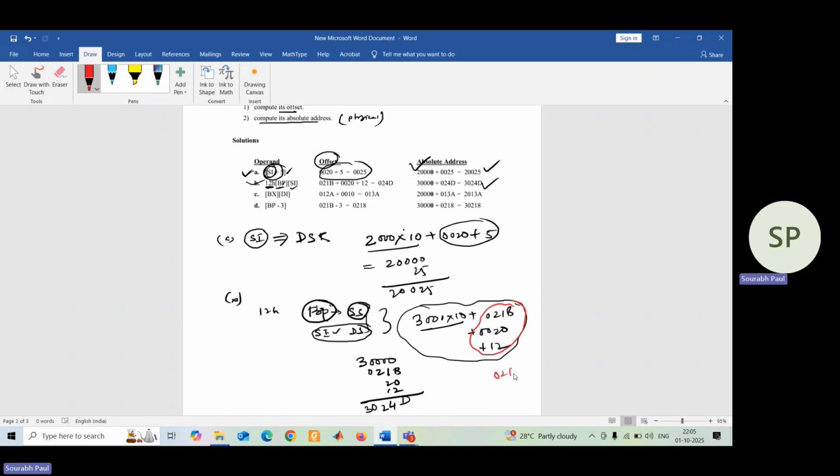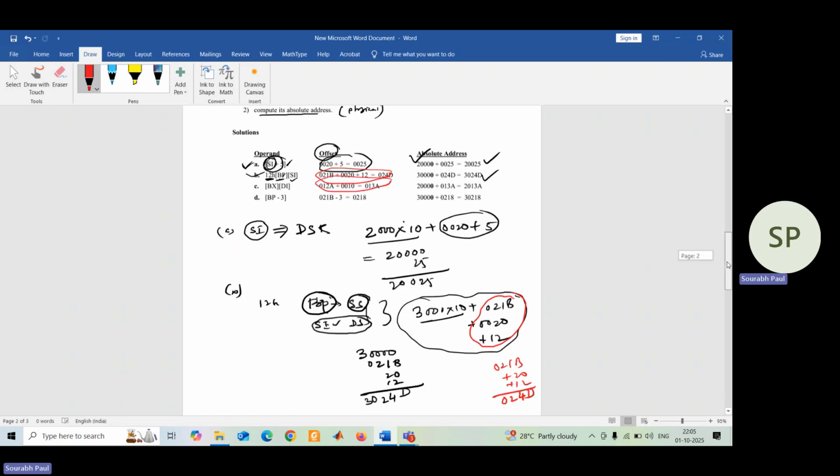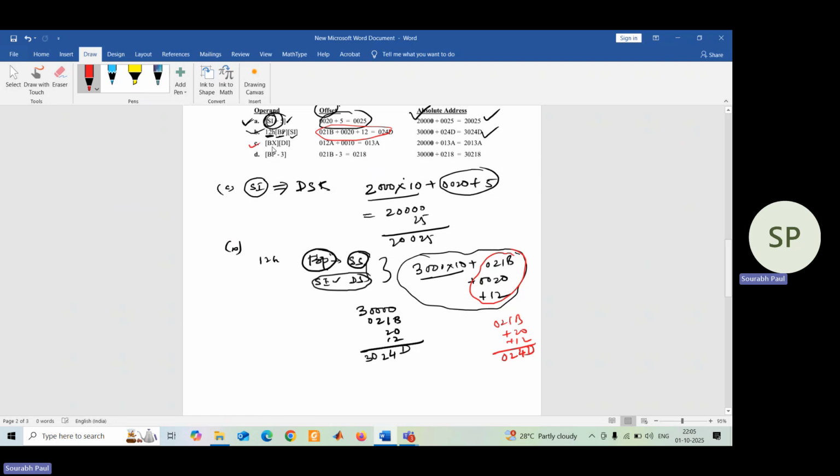So that is 021B plus 20 plus 12, and this is nothing but 4D. So see, the offset result is this one. Now likewise, for the third case, BX comma DX.